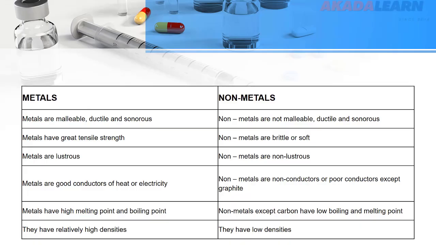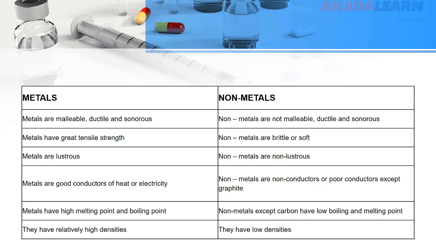Now, as you can see on this slide, on the right hand side we have the non-metals, while on the left hand side we have the metals. So let's take them one after the other. Metals are malleable, they are ductile and sonorous.